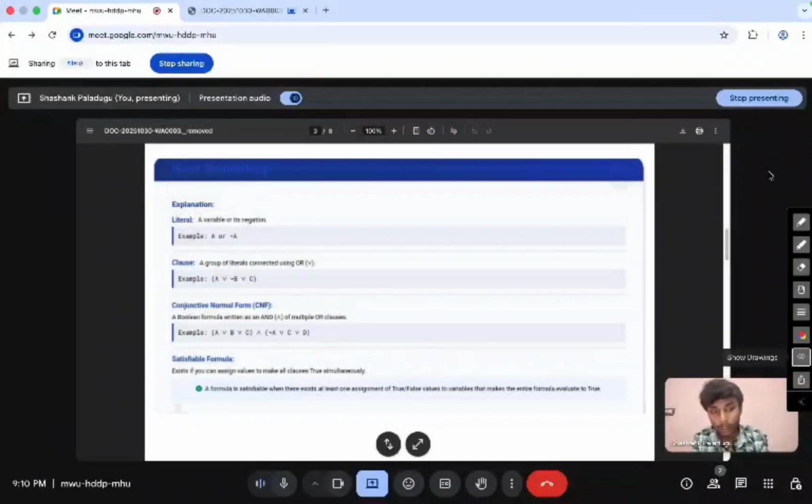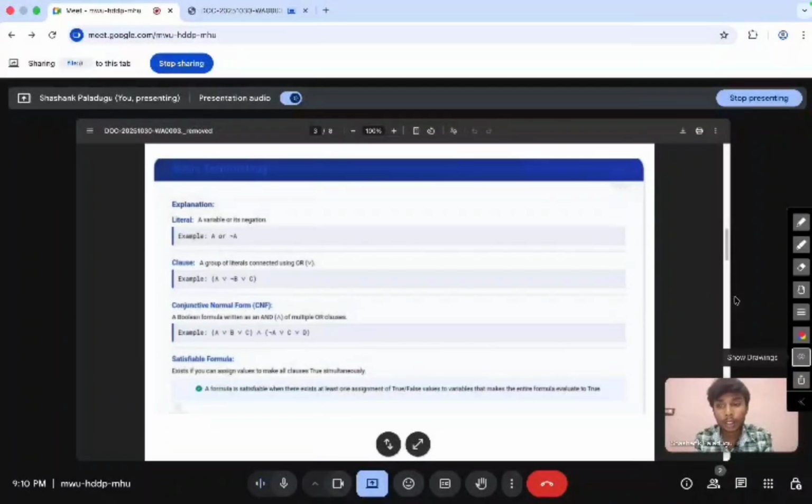Next, coming to the clause. A clause is a group of literals joined by OR. For example, A or B or not C. This means at least one of the items inside must be true. Just like if we say you will pass if you complete any one of these tasks.